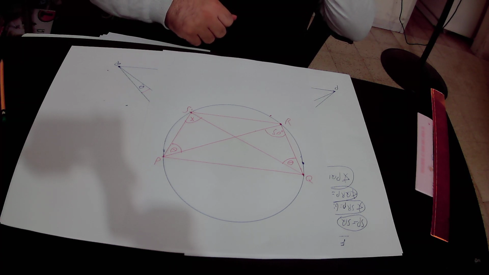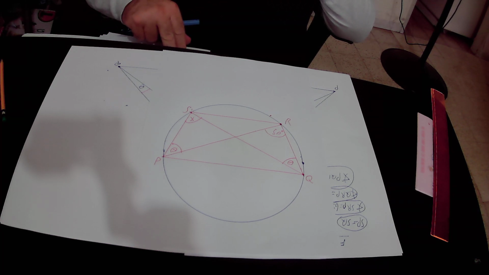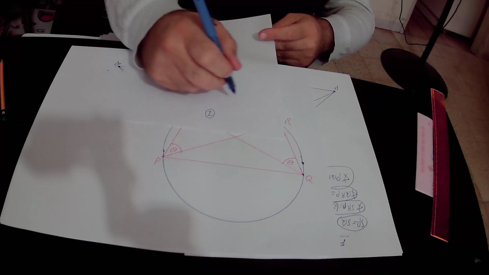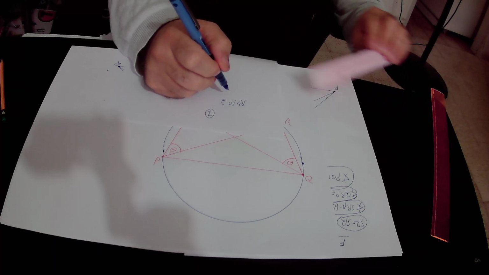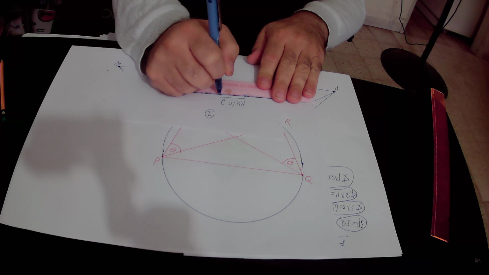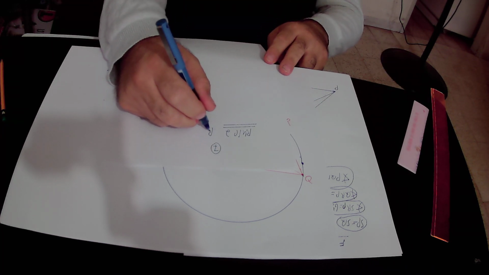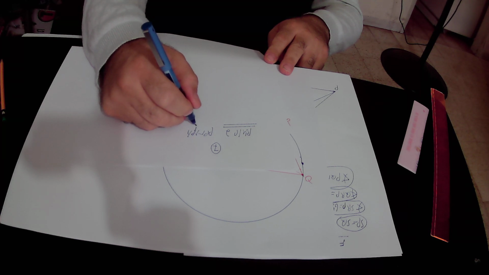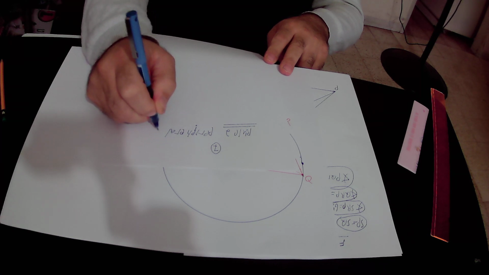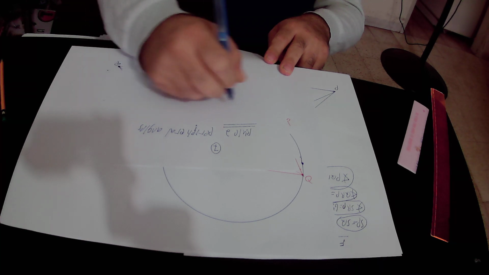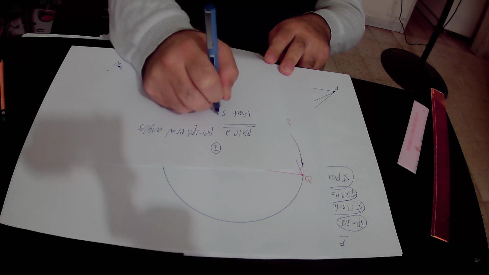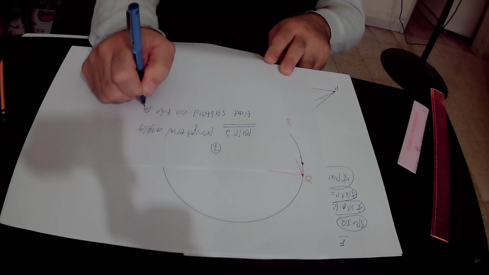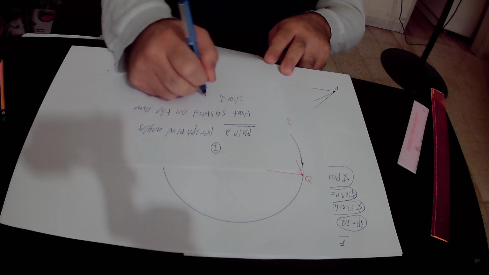Okay, so this is actually the implementation of rule number 1 in our drawing. And we have also rule number 2. Rule number 2 states that peripheral angles that subtend on the same chord are equal to each other.